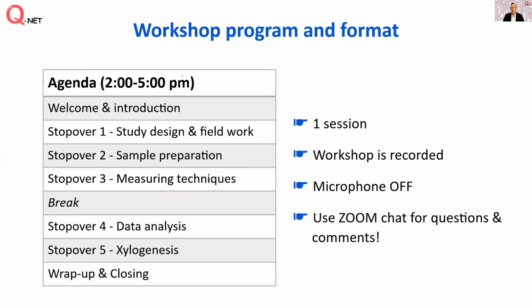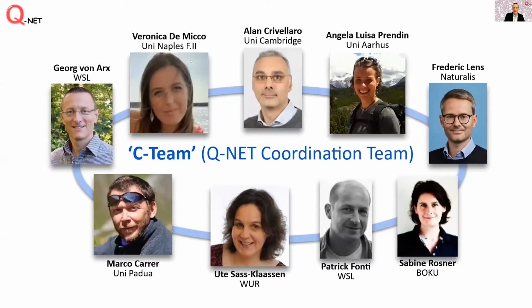The C team is the coordination team. Sorry for that, that was a bit too fast. So it's the coordination team, the QNet coordination team. We are a group of 9 people, diverse backgrounds, diverse research questions, and hopefully all together we can represent the entire field, more or less.